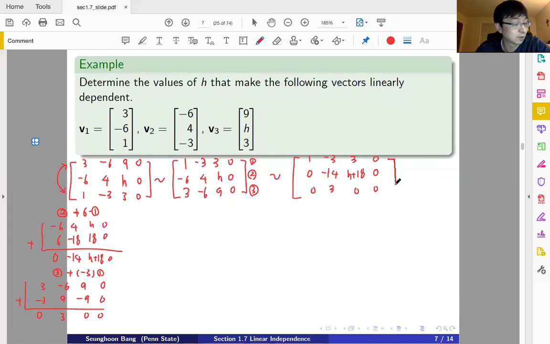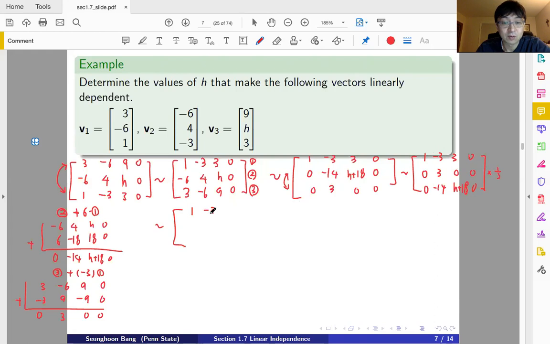So we have this one. So what's the best way? Interchange the second row and first row. You can change it: 1, -3, 3, 0; 0, 3, 0, 0; 0, -14, h plus 18, 0. We can just scale the second row. Second row times 1/3, so we have this one.